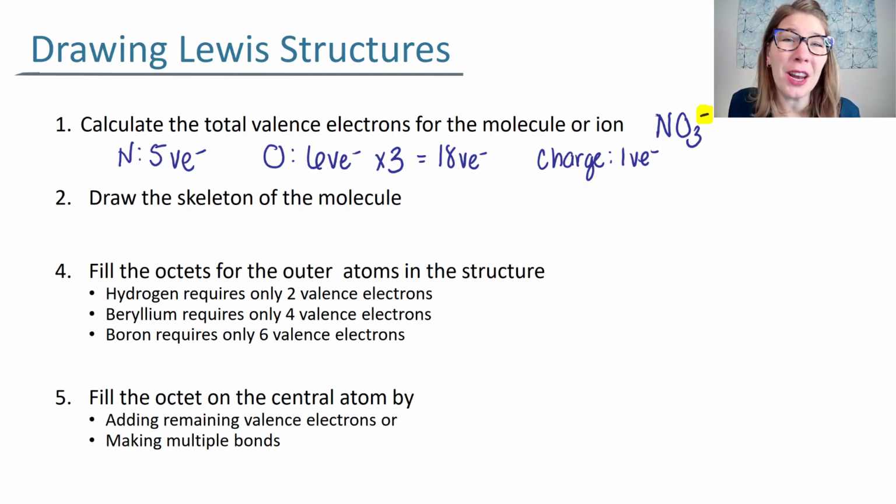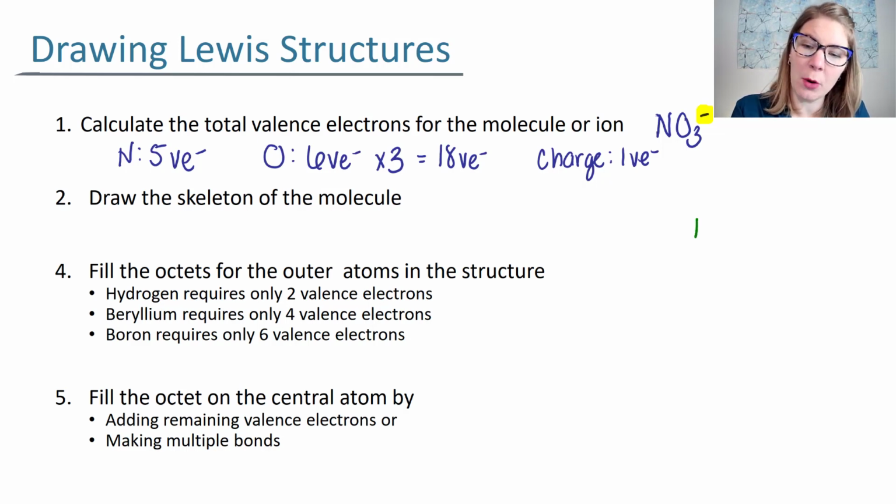Mind you, if you end up with an odd number, usually something is amiss, because very early in the semester you have not learned about odd numbers of electrons yet. So double check your math if you end up with an odd number. I'm going to draw the skeleton where nitrogen is my central atom, so I'm going to put that one in the middle. And then I'm going to add my oxygens.